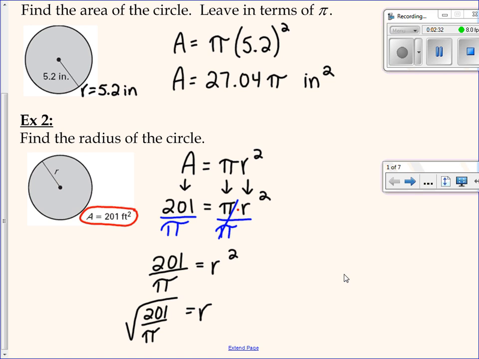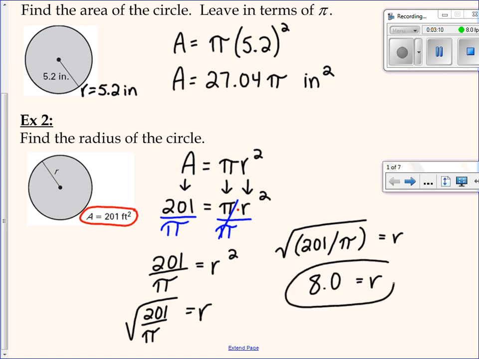Or you can actually type that into your calculator. Make sure you do square root, and then in parentheses, do 201 divided by pi. You can also just use 3.14, and then close the parentheses and hit enter. So when you do that, let's see what we get. I'm going to use 3.14 because I don't actually have a pi button on the calculator that I'm currently using. You end up getting about 8.0. So 8 is your radius, and we were technically given feet, so it would be 8 feet.